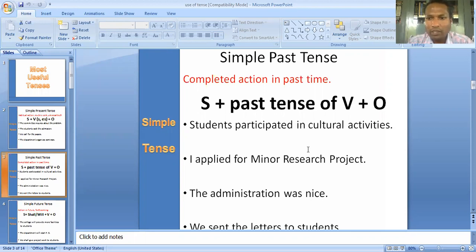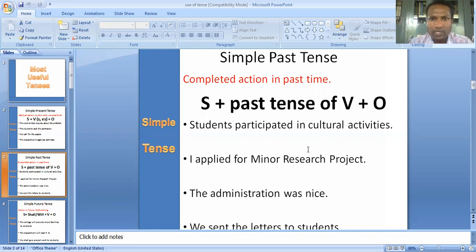Read the second example, Jadhav. I applied for minor research project. Subject is I, applied is past tense of verb, and minor research project is the object, and for is preposition.